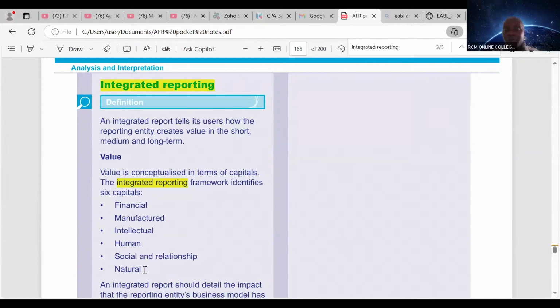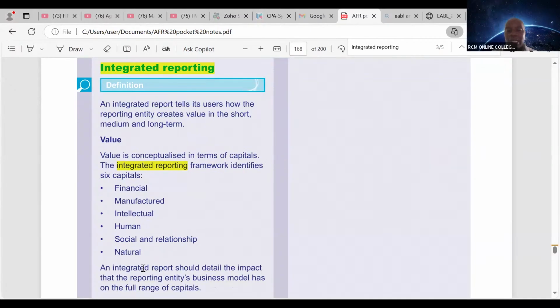The gold. If, for example, you're in a business of mining, all those things that are given to us by nature. All right. So financial, of course, we are looking at our cash resources, what we have at the bank. Manufactured capital, we are looking at the buildings. All right. We have intellectual capital, we are looking at our trademarks. All right. Copyrights. Human capital, we are looking at the people. Social and relationship, the social angle, the corporate social responsibility. Then you have natural capital.